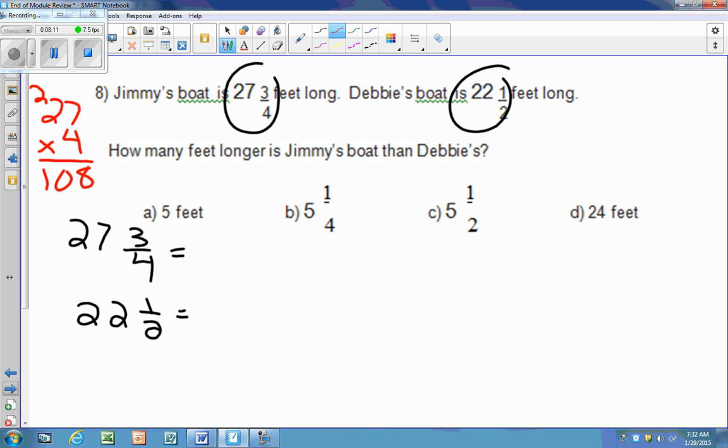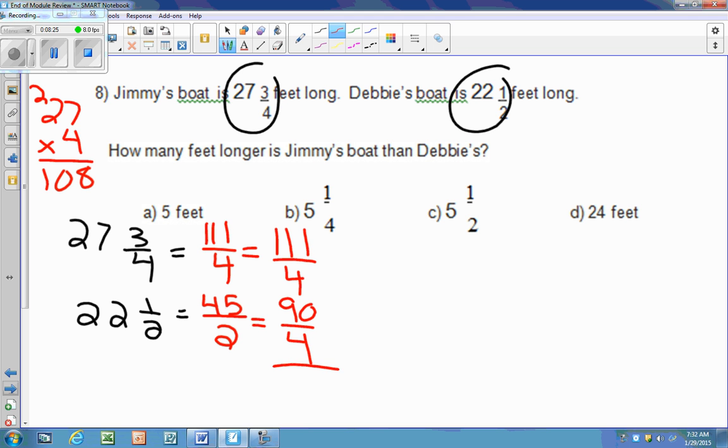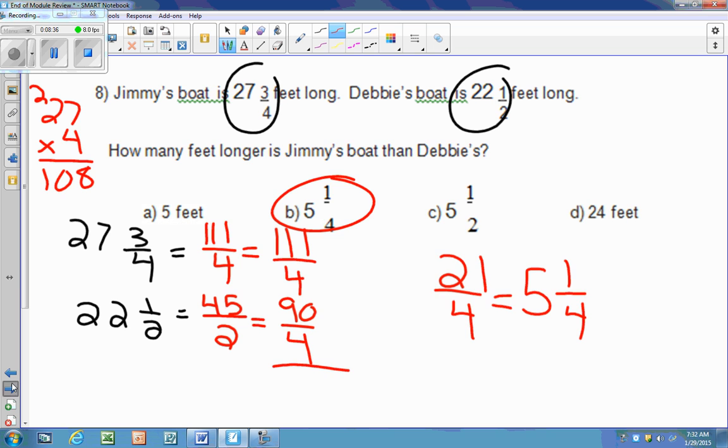And then add in my 3, so then I have 111/4. And then I go down here and I can do 45/2. 4 is something that can stay. This one should change to 4, which would be 90. And when I subtract them, I get, do it over here, 21/4. Turn it back into a mixed number, which would be 5 1/4. So my answer would be B.